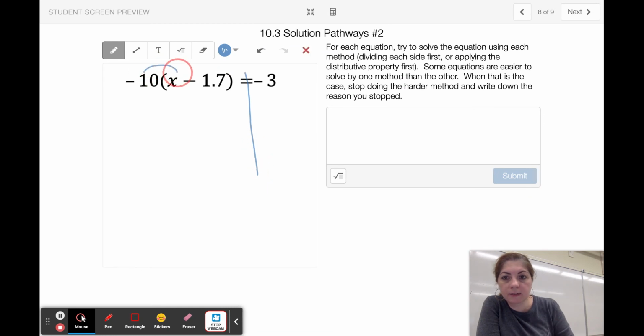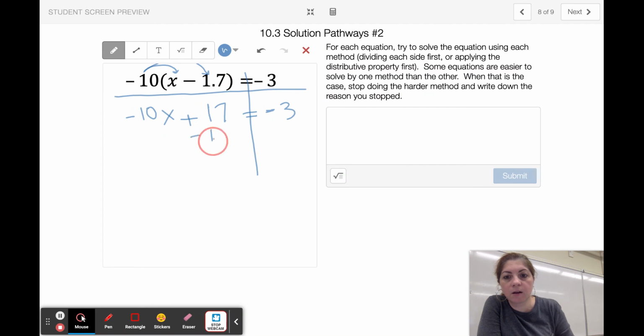So I'm going to go ahead and distribute. So -10 times x is going to give me -10x. -10 times -1.7 is going to give me +17. And I don't need to use a calculator. 10 has 1 zero, 1.7 has 1 decimal, so the decimal and the 0 kind of cancel each other out, so you are left with 17 equals -3. So now I'm going to go ahead and subtract 17 on both sides, minus 17. Okay, that's going to help me cancel this.